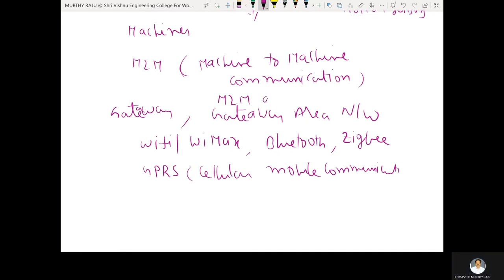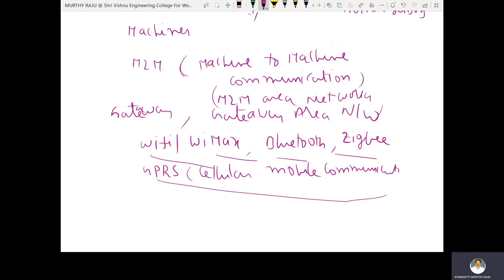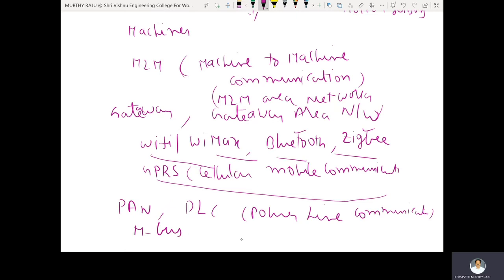These are the M2M area networks. These are compulsorily used in your home. They provide some communication with the machines. Machines are nothing but sensors. Examples of M2M area network or sometimes personal area network technology: Zigbee, already mentioned here, and Bluetooth. Sometimes we use power line communication. Later I will explain power line communication. M-bus is used for power line communication applications. That means smart meters, smart energy meter, smart water meter, smart gas meter, like that.